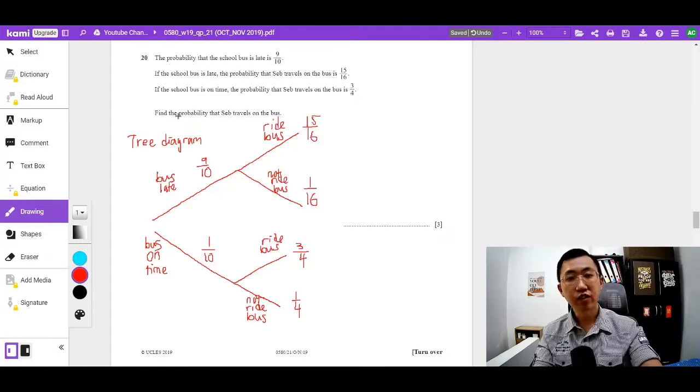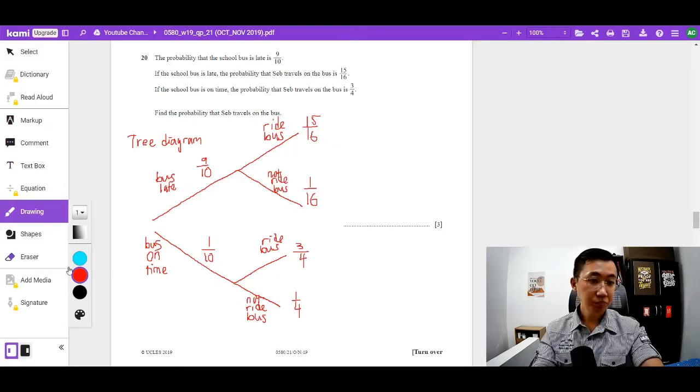We're going to read the final line, okay? Find the probability that Seb travels on the bus. So what is the situation here? I'm going to put a tick instead. So riding the bus is this situation, not this situation, right? So you cross out what we don't want. It's this situation, and we cross out this situation. We're not going to do this, okay?